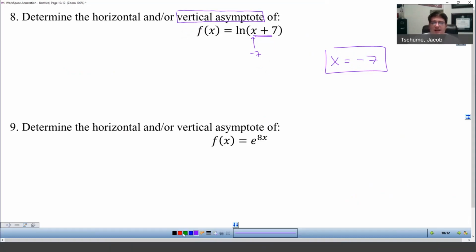For number 9, it says find the asymptote that goes with f of x equals e to the 8x. Now, since this is an exponential function, I know that it's going to end up being a horizontal asymptote this time. And even better, if it's an exponential function, my horizontal asymptote is going to automatically be y equals 0. For the ones that we're going to do in this class, it's never going to be any different than that. So that should be a very simple answer when you see it on your homework and your quiz.